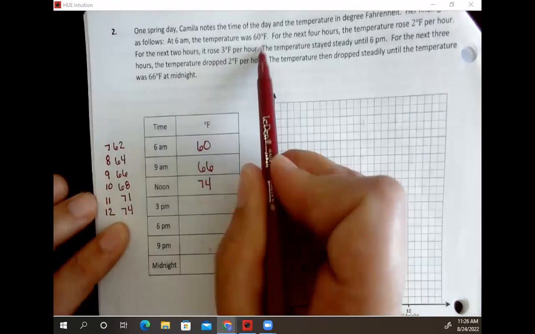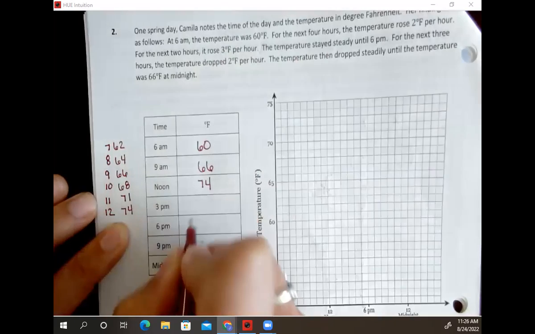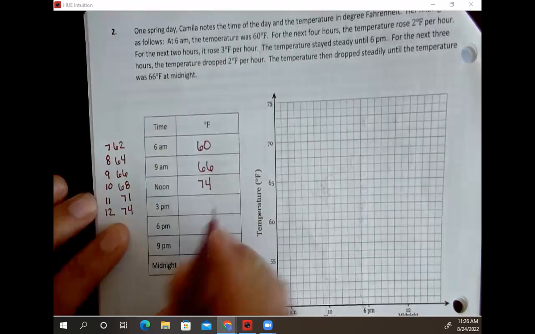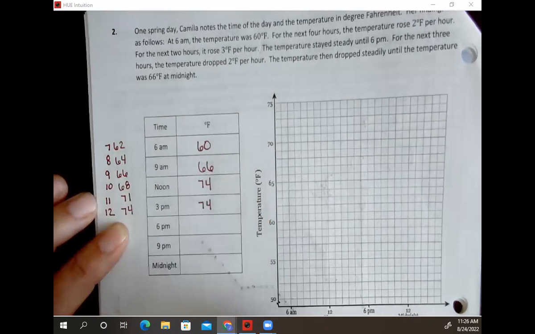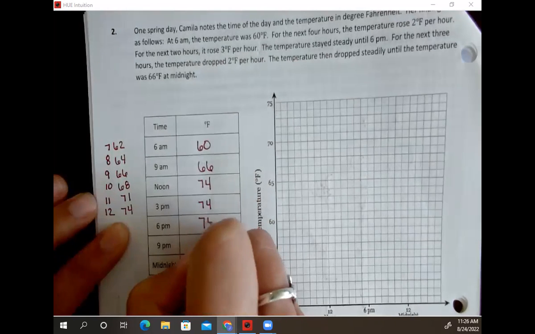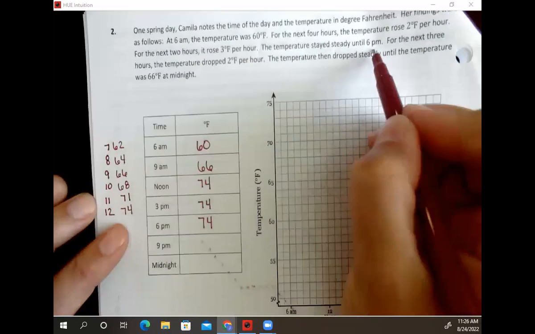Okay, that's where I ended. The temperature stayed steady until 6 p.m. So again, I've got gaps in here, but the temperature isn't changing. So for 3 p.m., I know it's still 74 degrees. For 6 p.m., it's still 74 degrees.